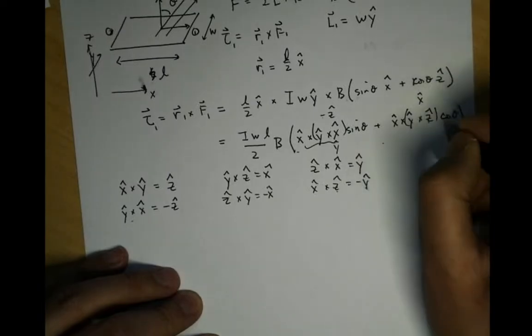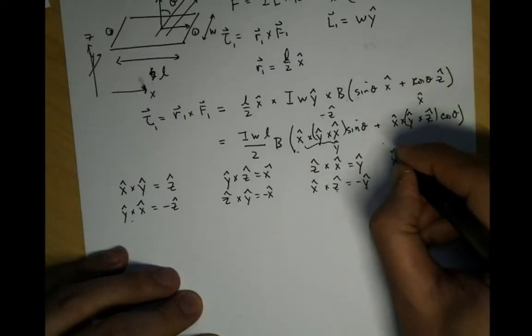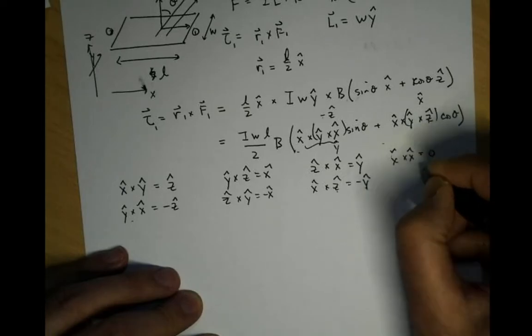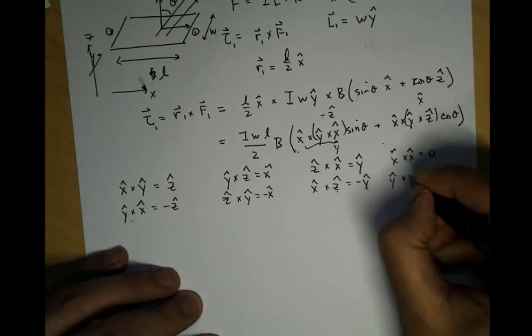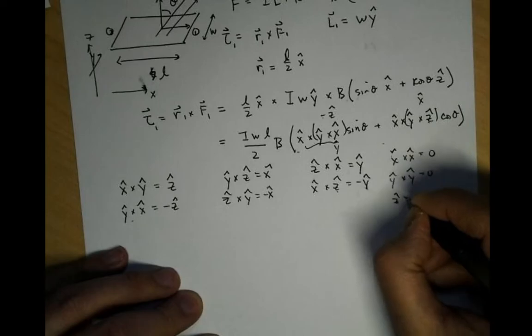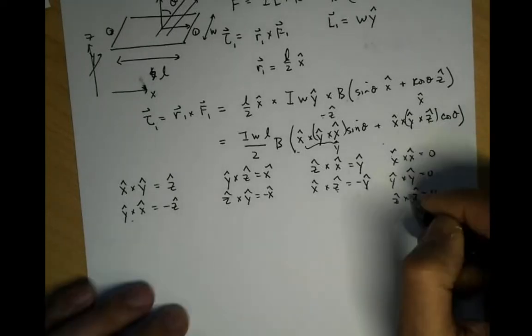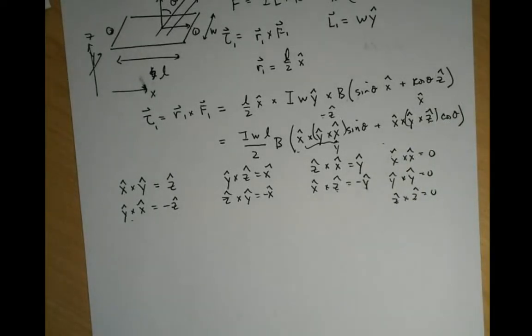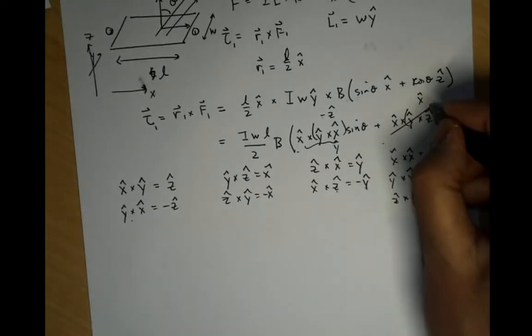And x̂ cross x̂ is 0 actually. So x̂ cross x̂ equals 0. The same is true: ŷ cross ŷ equals 0, ẑ cross ẑ equals 0. Any vector crossed with itself is always 0. Okay? So this entire thing is 0.